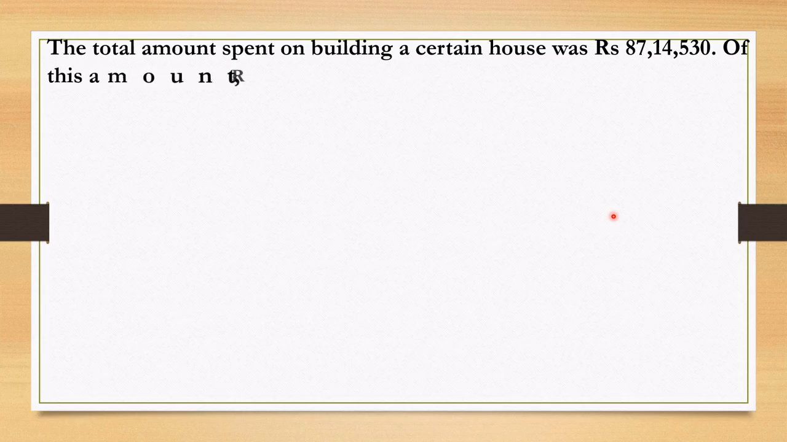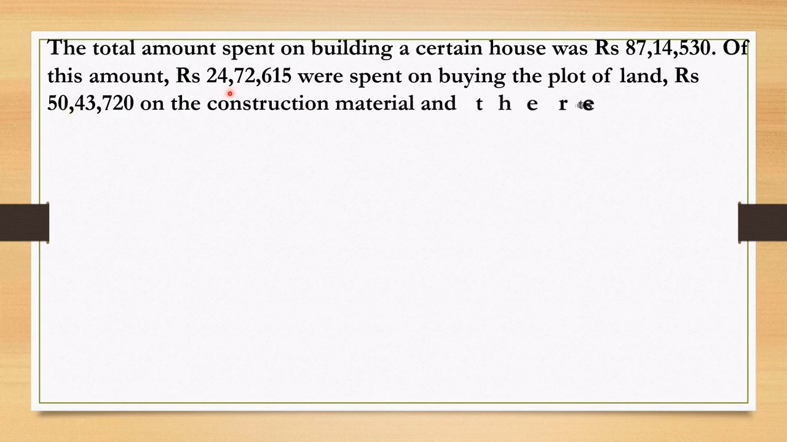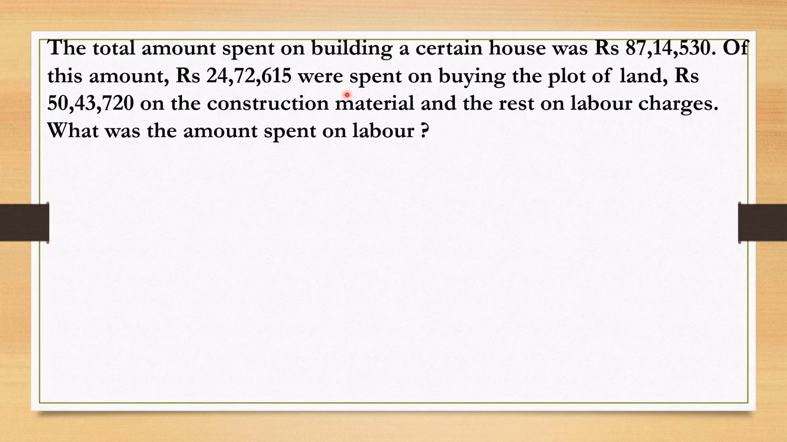We will move to one more sum. The total amount spent on building a certain house was rupees 87 lakh 14,530. Okay. Of this amount, rupees 24 lakh 72,615 were spent on buying the plot. Correct? Rupees 50 lakh 43,720 on the construction material and the rest on labor charges. What was the amount spent on labor?